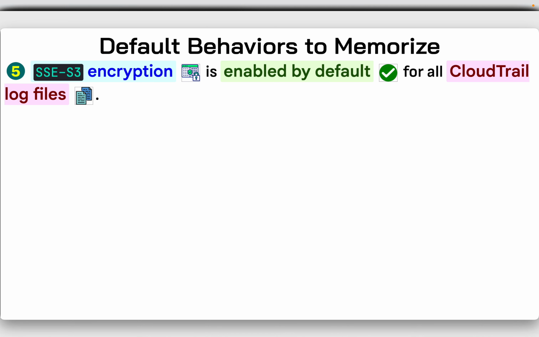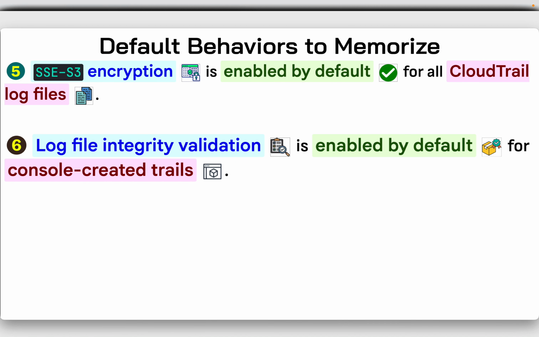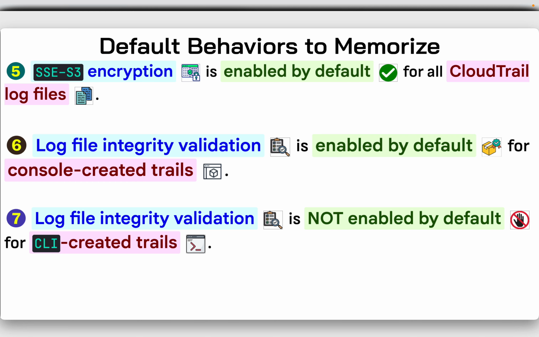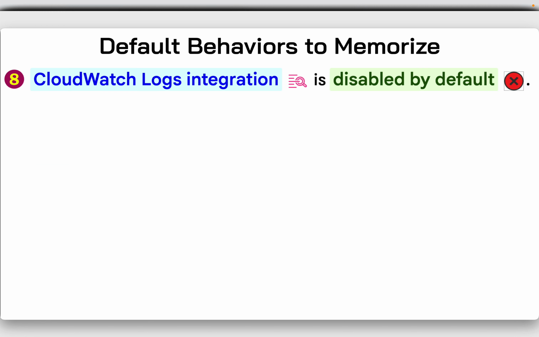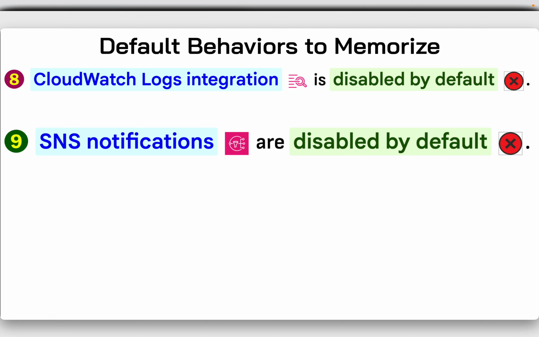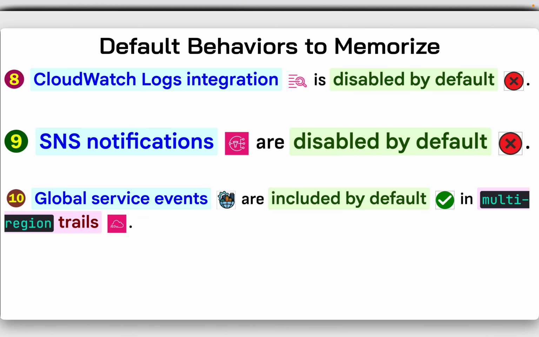SSE-S3 encryption is enabled by default for all CloudTrail log files. Log file integrity validation is enabled by default for console created trails. Log file integrity validation is not enabled by default for CLI created trails. CloudWatch Logs integration is disabled by default. SNS notifications are disabled by default. Global service events are included by default in multi-region trails.